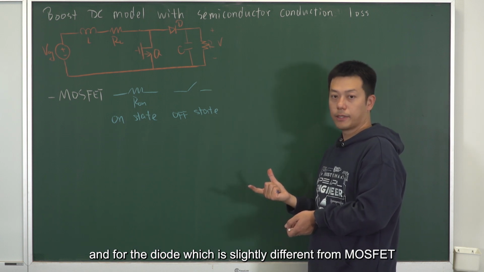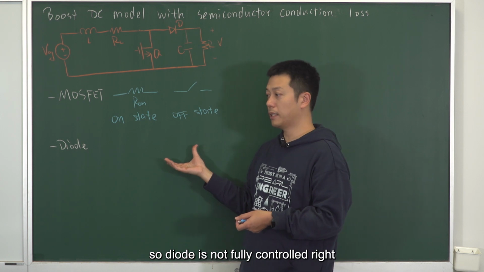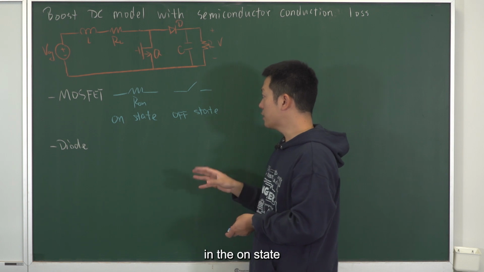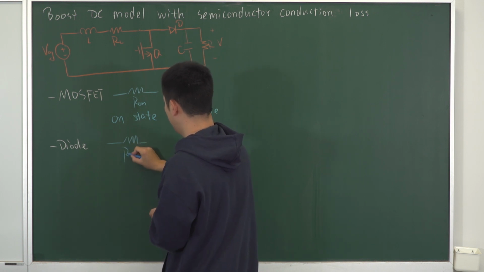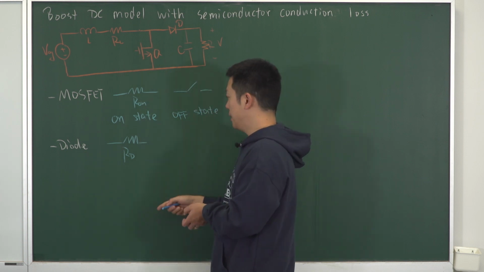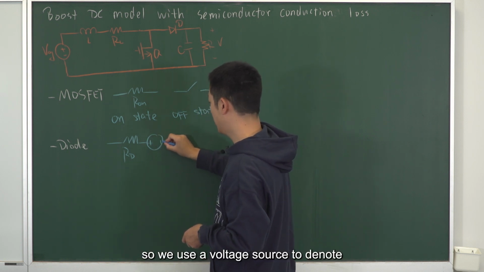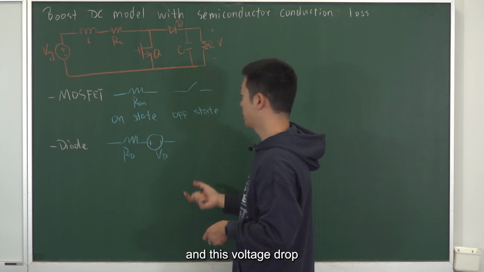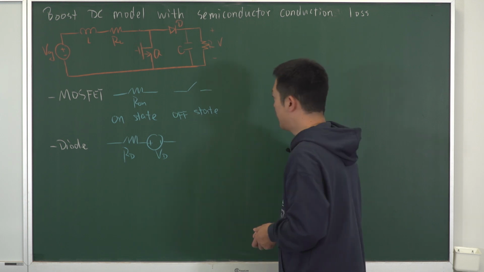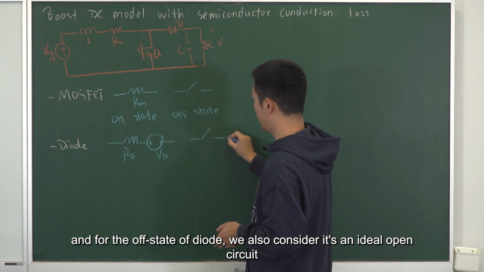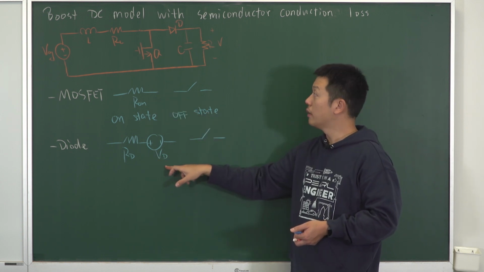And the diode is slightly different from the MOSFET. The diode is not fully controlled, right? It's a kind of semi-active device. In the on state, the diode will also have a conduction loss induced by parasitic diode resistance. Besides this, we also have a voltage drop incurred from the diode, so we use a voltage source to denote this voltage drop. Usually for a PIN diode, this could be 0.7 volt. For a Schottky diode, this could be 0.4 volt. And for the off state of the diode, we also consider it an ideal open circuit. So both the R-on, RD, and the VD will incur losses in the circuit operation.